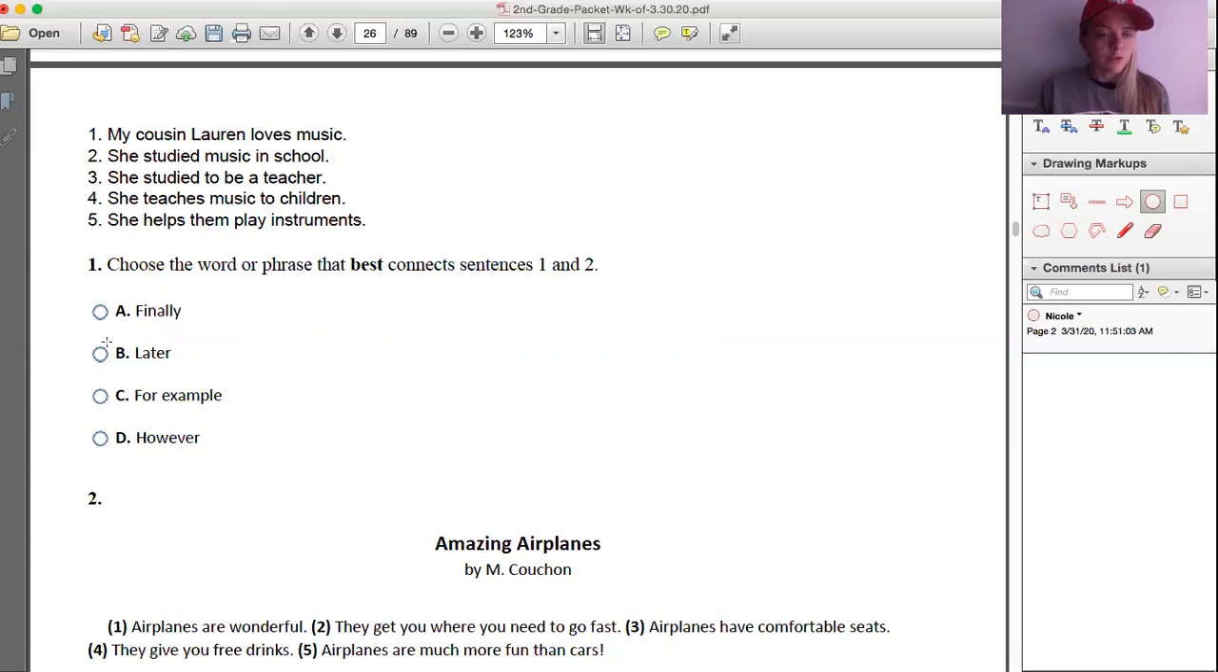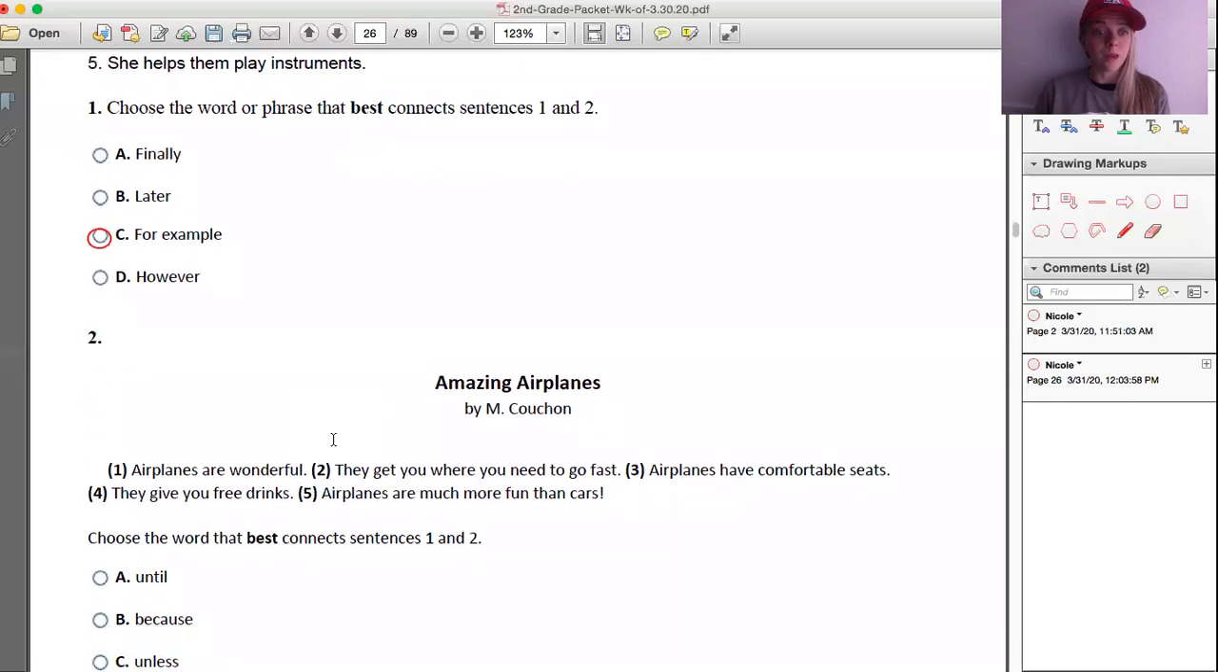So for number 1, you should have marked for example. Because if she loves music, they're giving you an example that she studied music in school.